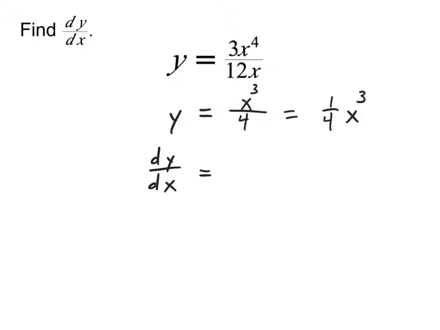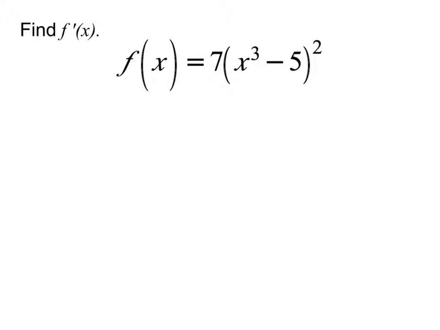And so I'm going to end up doing the 1/4 times the 3. That gives me 3/4. And then my x is going to be 1 lower on the exponent, so that's going to become x squared. And while technically correct, I tend to prefer writing it as 3x squared over 4. I think that's just a little bit of a tidier way to write it. But they both are correct. They both mean the same thing.